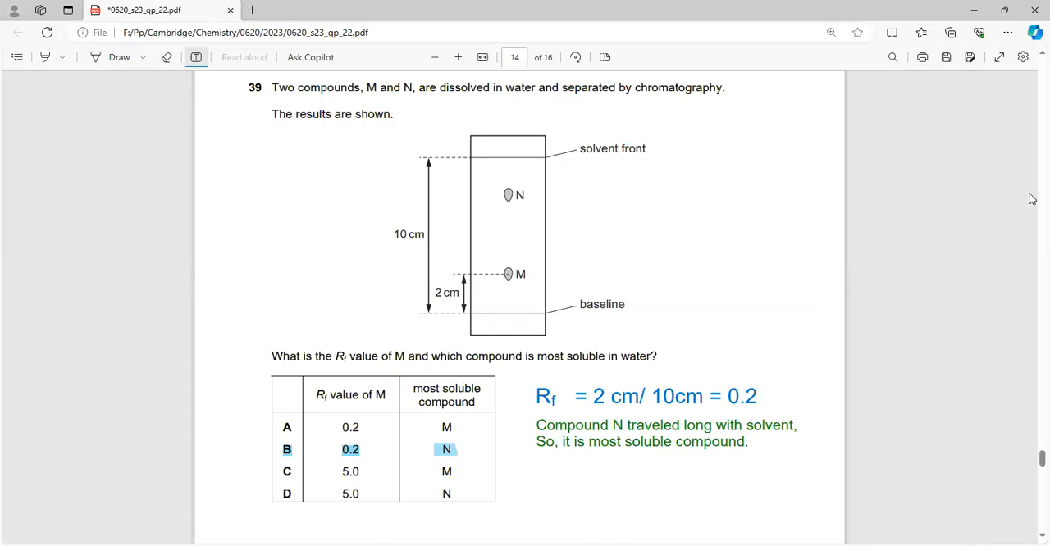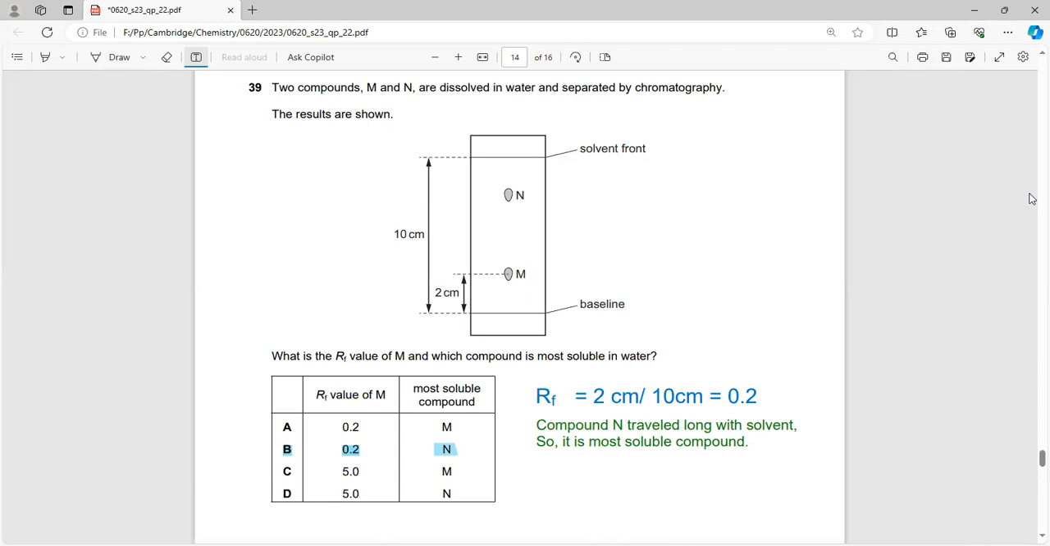What is the retention factor value for M, and which compound is most soluble in water? First, we find the retention factor. It is the distance moved by the solute divided by the distance moved by the solvent. The solute moved 2 centimeters divided by the solvent moving 10 centimeters, so that's equal to 0.2, which is the correct answer.